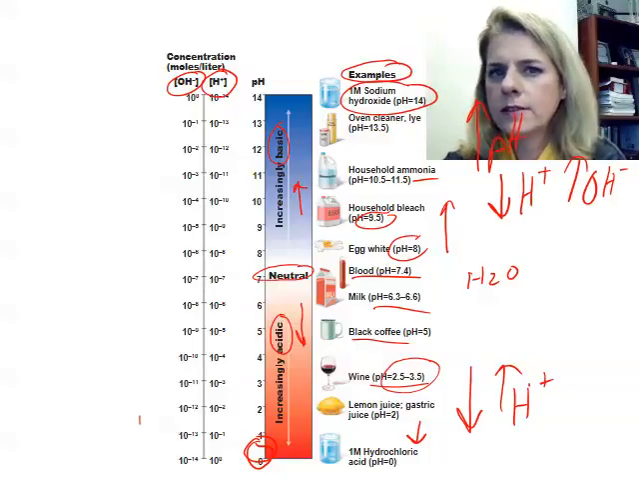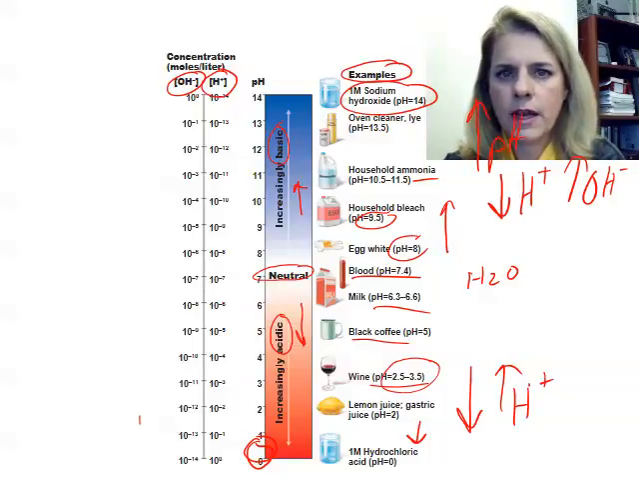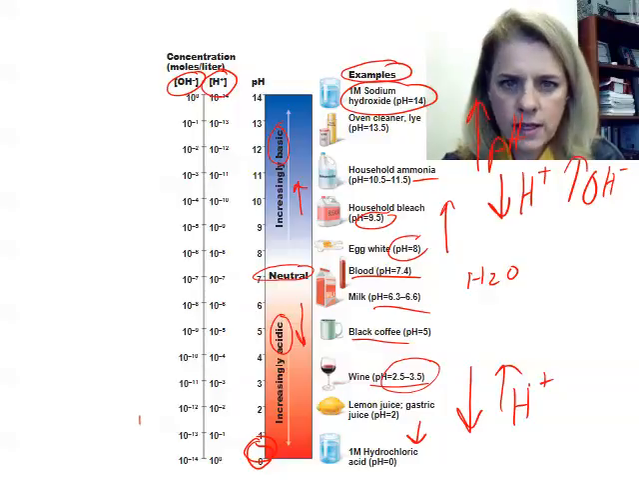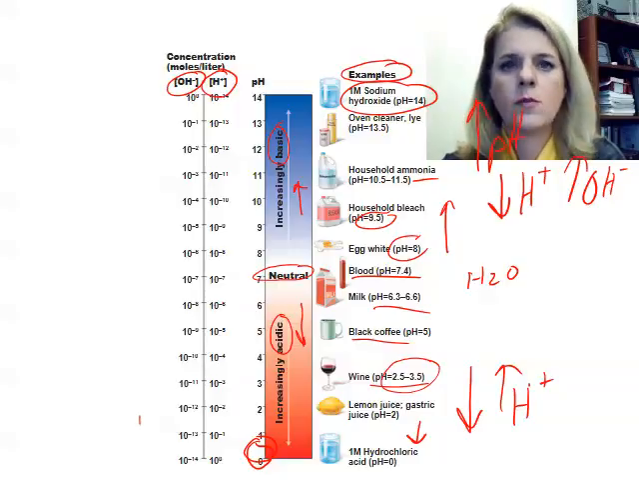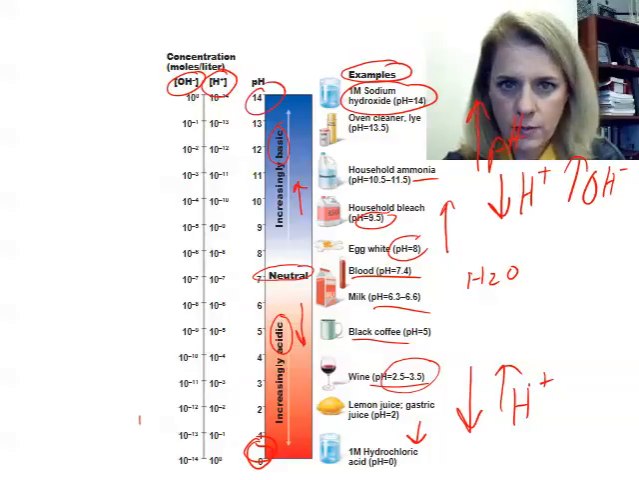So take a little while to study this and get some examples of different pHs and understand the more acidic it is, the lower the number. The more basic it is, the higher the number. Okay?